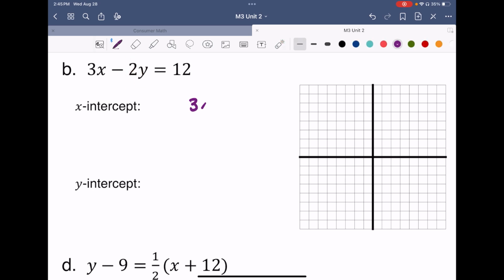So all I have is 3x equals 12. So I divide both sides by 3, and I get x equals 4. My x-intercept is (4, 0). I plot (4, 0), and there I'm done.